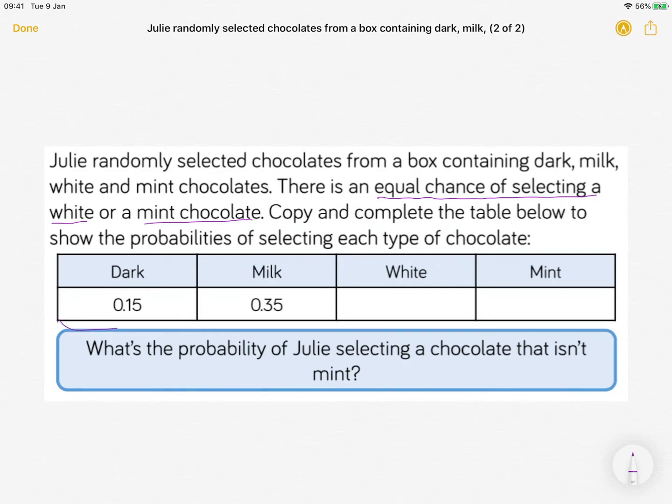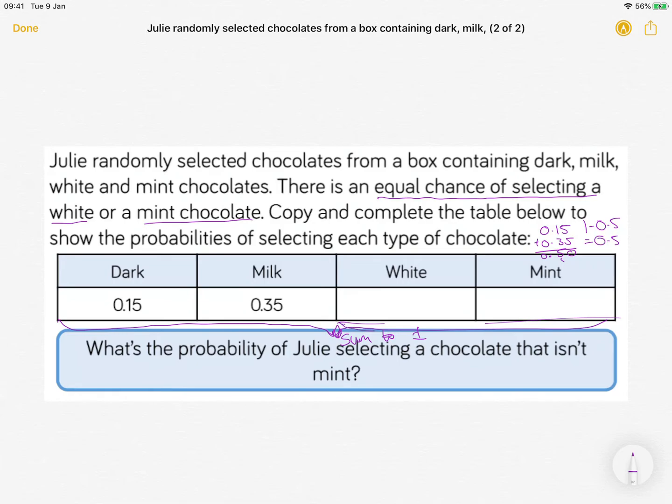Well, I know in total, oops, I've done that the wrong way around. These must add up to 1. So I know that in these gaps here, they must add to 0.5. Well, let's do it the other way here. 0.15 plus 0.35, that's 0.5. Therefore, if I do 1 take away 0.5, then that gets me 0.5.